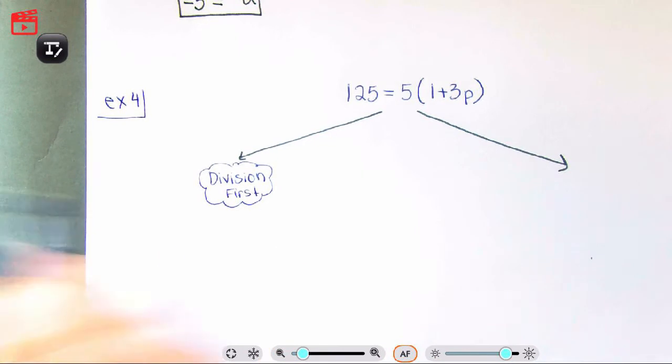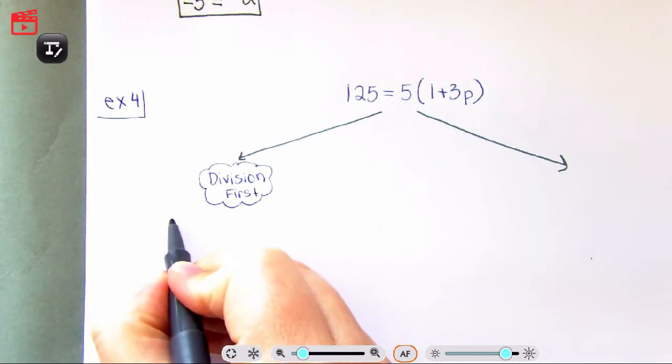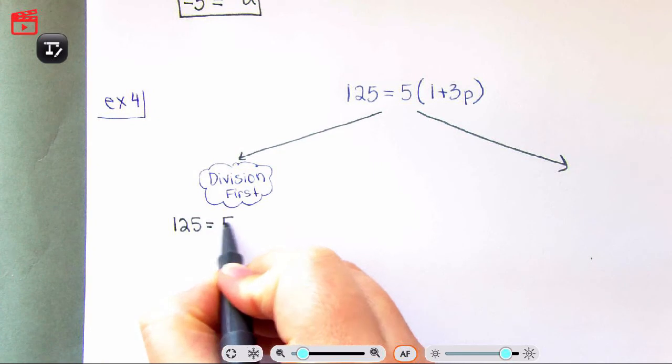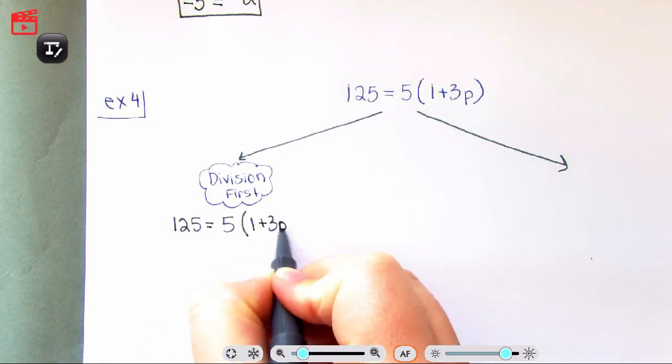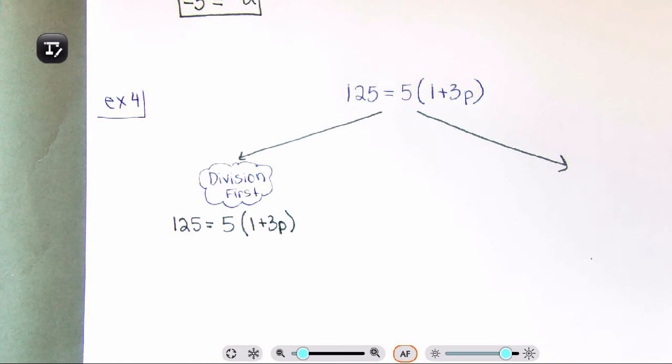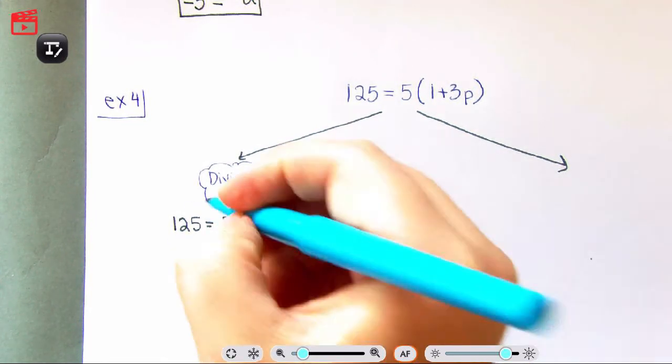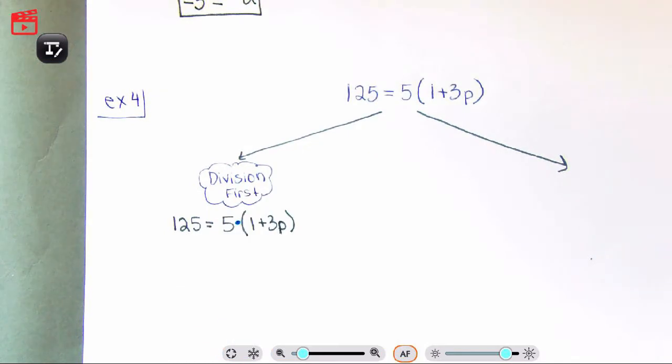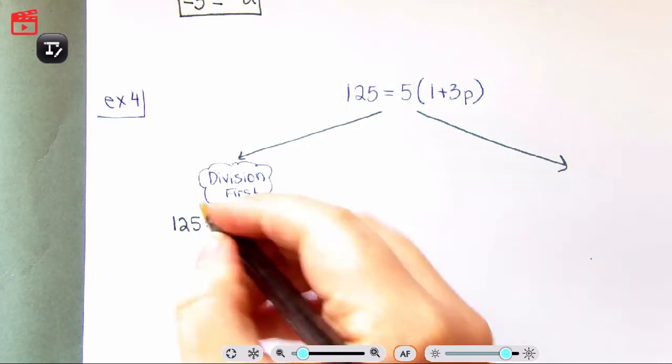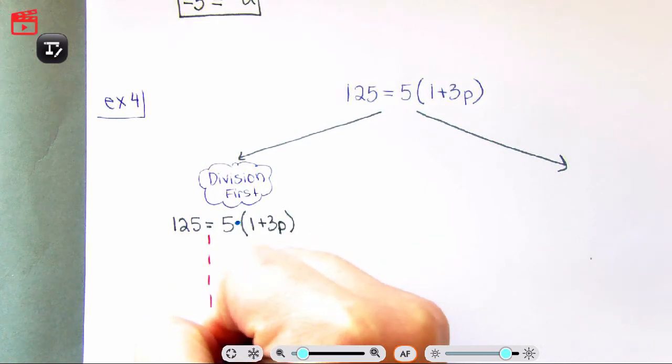So let's rewrite it. I have 125 is equal to 5, 1 plus 3p. Okay. If you go back to my one-step equations, you're going to notice that multiplication can be written in many different ways. One of those ways that you can write multiplication is having a number next to parentheses. So if you have a number next to parentheses, that tells you that you have multiplication. So I'm going to put a dot here. Step number 1 always stays the same. The only thing that's going to change here is step number 4. So here's our dotted line.